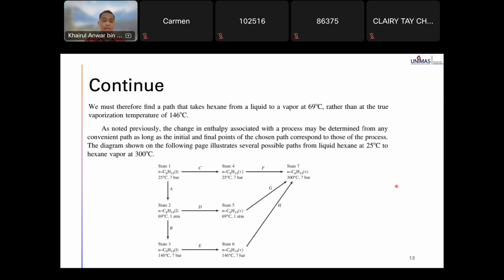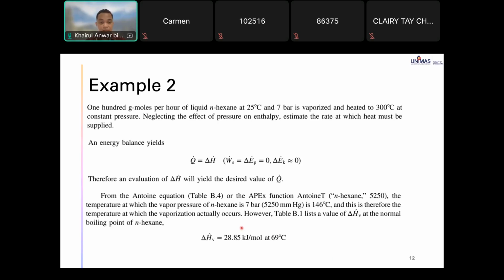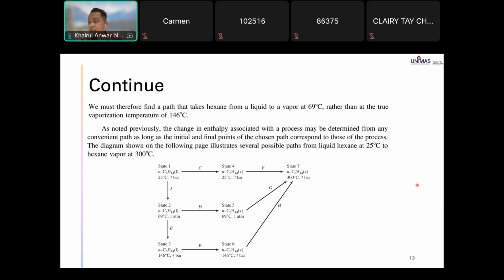So this is the method. Just ignore this one, no need to show. Just follow the available data from table B1. State 1 is the initial state, liquid n-hexane, 25 degrees C, 7 bar. So we cannot follow CF because the data is not available.